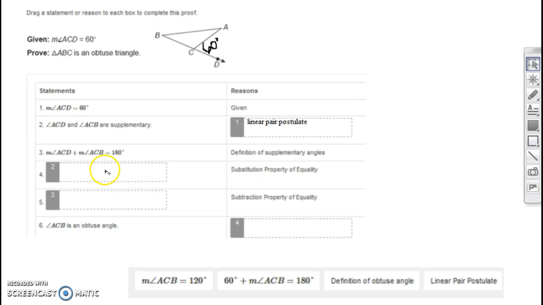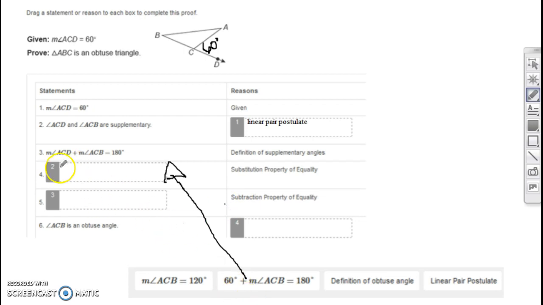And down here, it doesn't give us what we want, but it tells us that we're going to use the substitution property. So I'm going to have to substitute something in for one of these. And the only thing I know so far is that ACD is 60. So instead of writing ACD, I'm going to write 60 plus ACB equals 180, which is this one right here. I'm just going to draw an arrow so I don't have to type it. All right, so we got that in there, and then the next step says that we want to use the subtraction property of equality. So we're going to be subtracting something from each side.